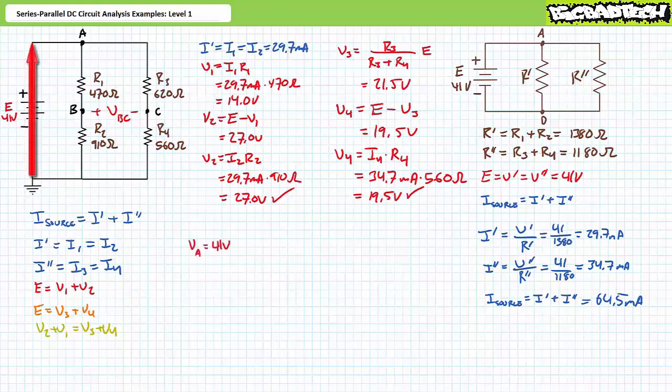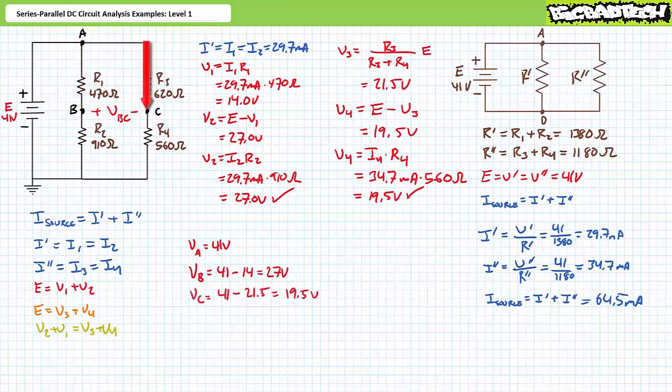Starting at ground and traveling to node A, we experience a 41 volt rise. VA with respect to ground is undoubtedly 41 volts. From A to B, we experience a 14 volt drop. With respect to ground, we have experienced a 41 volt rise, less a 14 volt drop. As a result, VB with respect to ground is 27 volts. Similarly, from A to C, we experience a 21.5 volt drop. Traveling from ground, we experience a 41 volt rise, less a 21.5 volt drop. And as a result, VC is 19.5 volts.